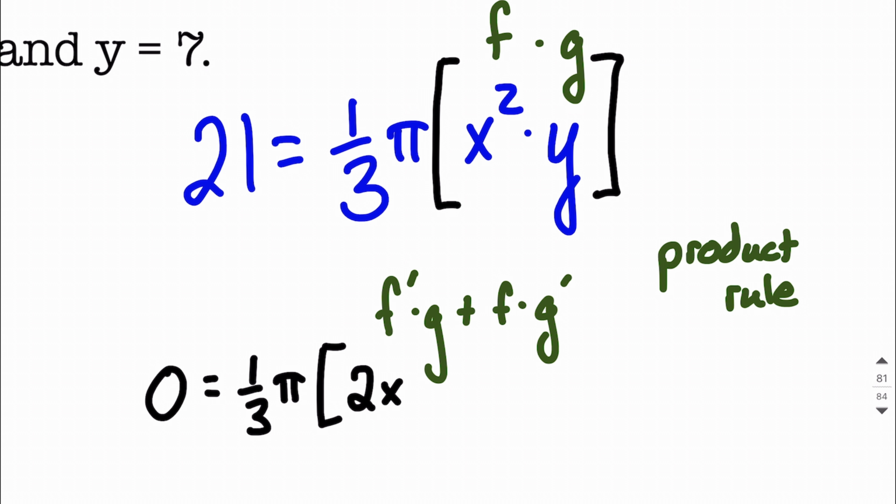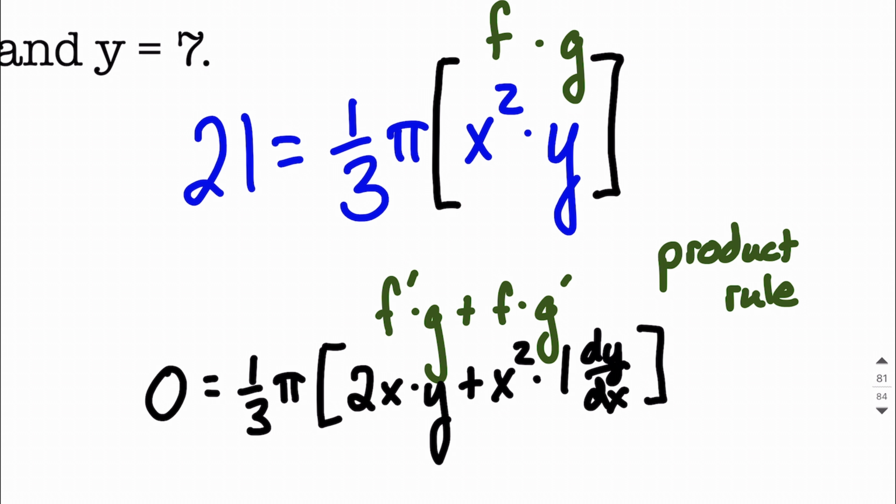Next, we want to copy down. This is going to be multiplied by our g function, which in our case is y. Plus, now we copy down the x squared function, multiplied by the derivative of our g function, which is just y, so the derivative there is going to be a 1, but with that, we go dy/dx. Because our variable is y, we're taking the derivative of that with respect to x.